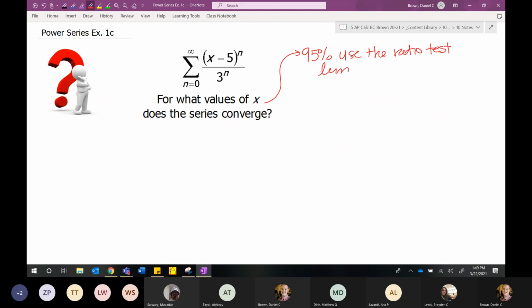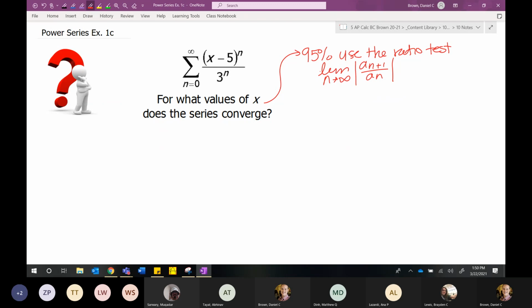And again, the ratio test is the one where we do the limit as n goes to infinity of a sub n plus 1 over a sub n. I noticed on the quiz that a lot of students are still having issues sometimes choosing the most efficient test. So for this one, what might be an easier test to use to determine for what values of x this is going to converge?